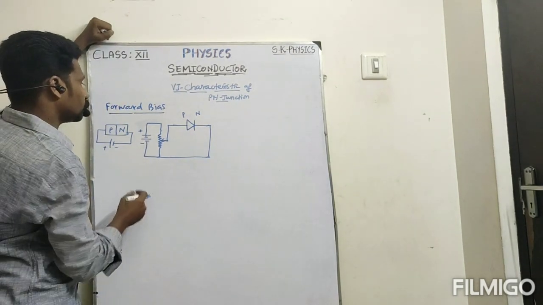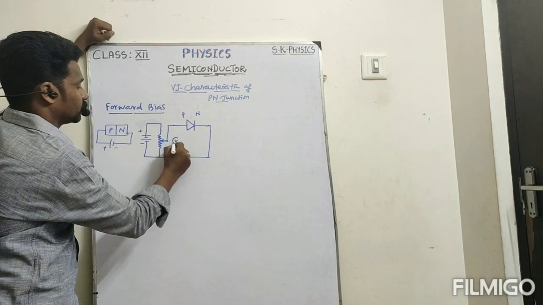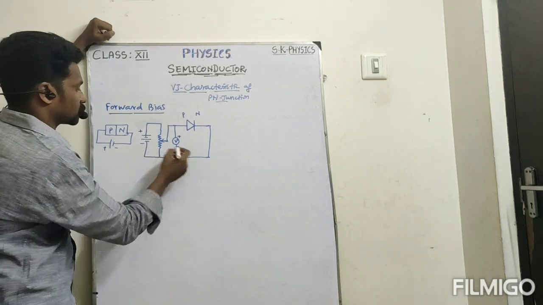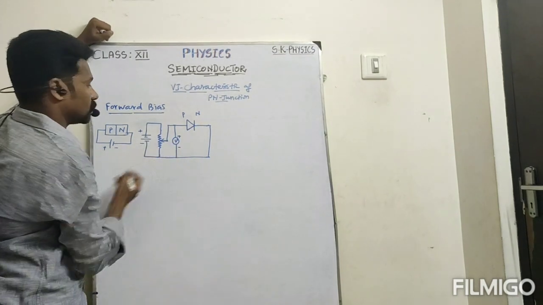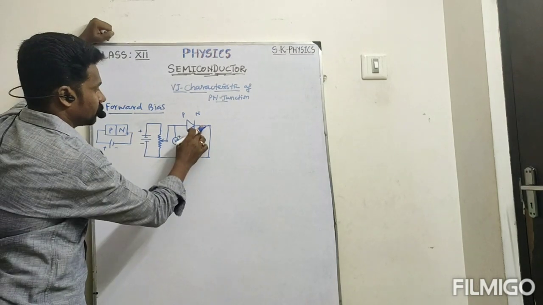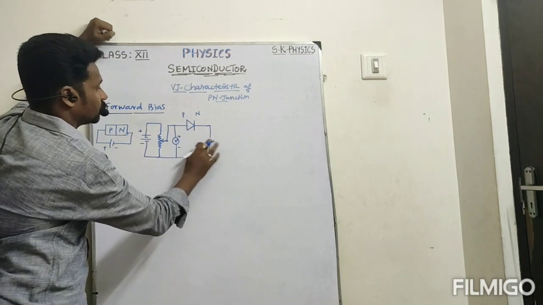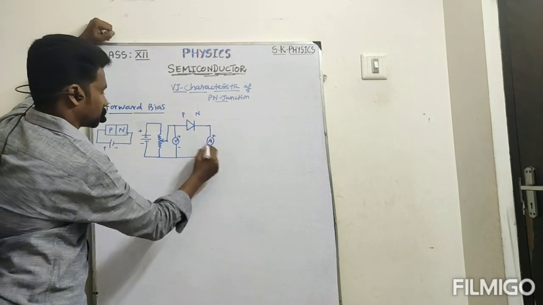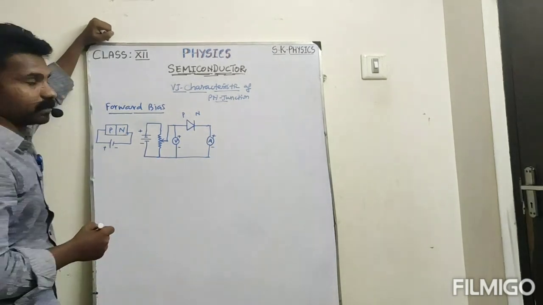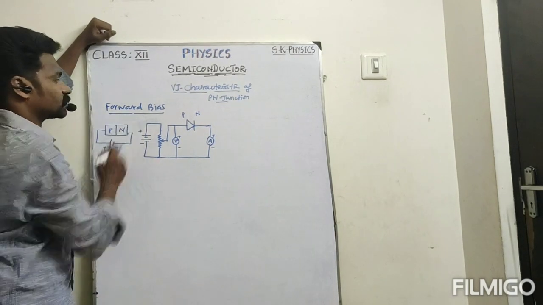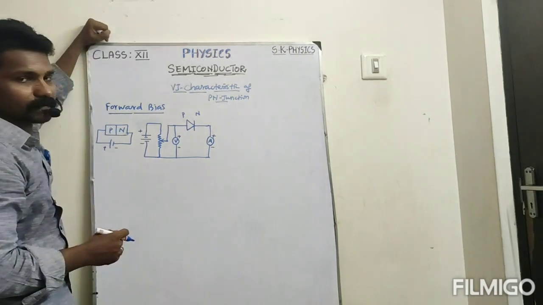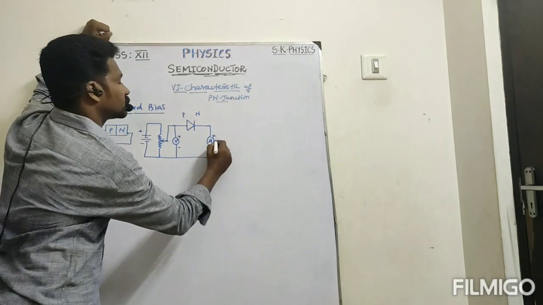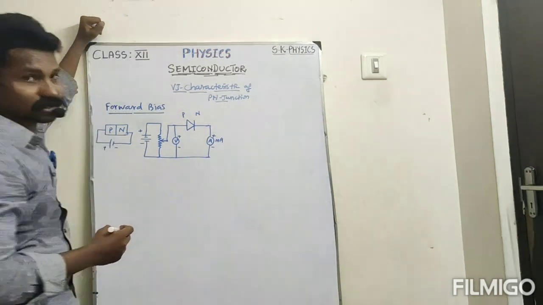Now we want to measure the voltage, so I can connect one voltmeter in parallel in the circuit, positive to positive, negative to negative. Like that, to measure the current value I need an ammeter in series with the circuit. We know that in forward bias the current is mostly in milliamperes, because the majority charge carriers are responsible for the current. So this is a milliampere range ammeter.